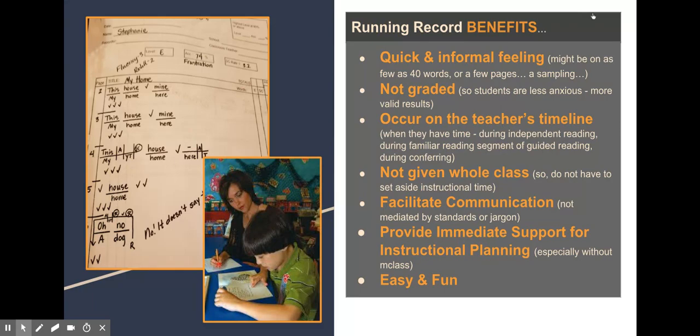And finally, running records are easy and fun. They empower you as a teacher because you know more about a student after a running record than anybody on the planet does about them as a reader. And the students like them because they're right next to you, their teacher, the sun, moon, and stars.